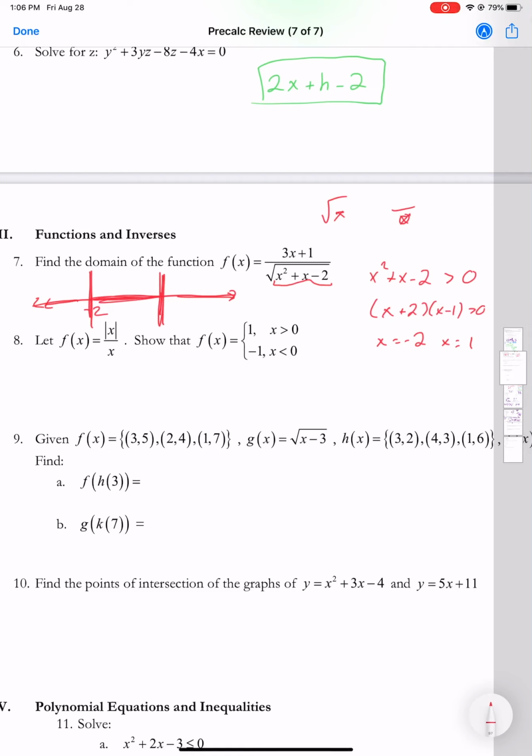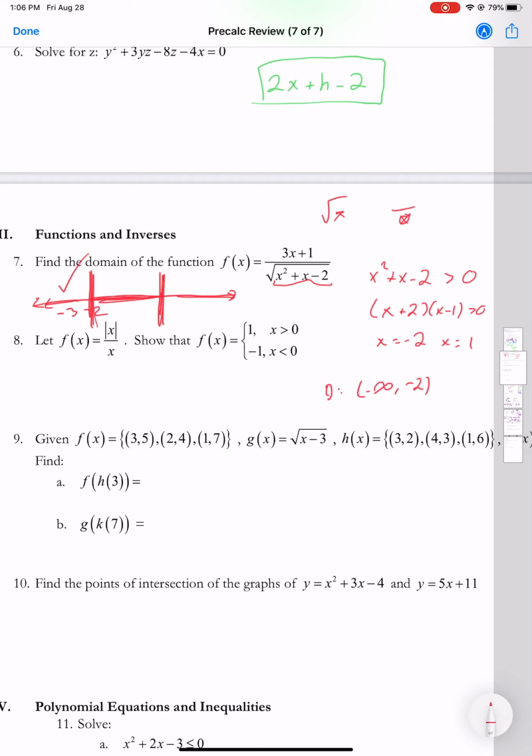So plug in a number somewhere to the left of negative 2. I'll just use negative 3. If I plug in negative 3 to this function, I want to see if that breaks one of these rules. Negative 3 squared is 9, plus negative 3 would be 6, minus 2 would be 4. So I don't have a negative under the square root, I don't have 0 in the denominator. If negative 3 works, that means that everything in this group will work. So part of our domain will be everything to the left of negative 2. We'll write that as negative infinity to negative 2.